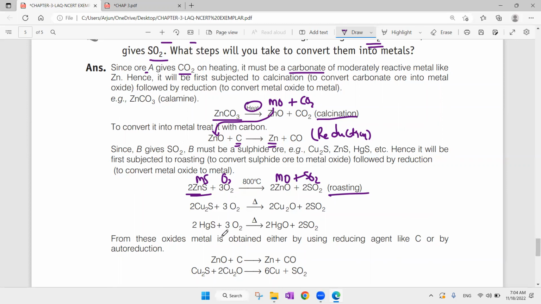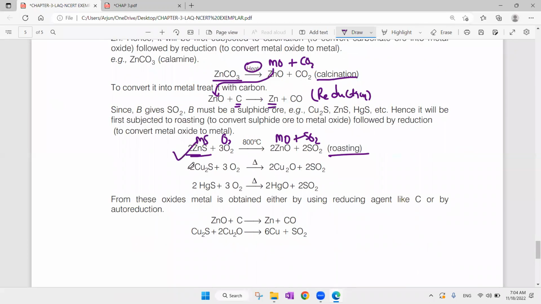Again, all these examples, zinc sulfide, copper sulfide, in all these cases we are going to get metal oxides only, and you take all the metal oxides and heat in presence of carbon, or in presence of copper oxide. So either of these two processes are known as reduction process. There we can extract metal, here zinc metal and copper metal. So don't get confused. If it is a sulfide ore, we have to go with roasting.